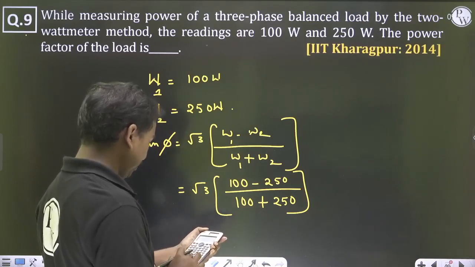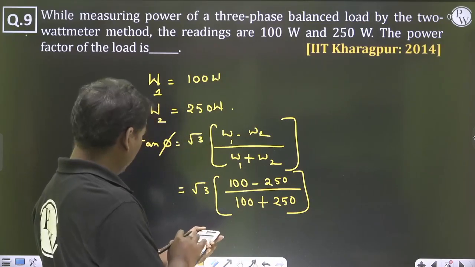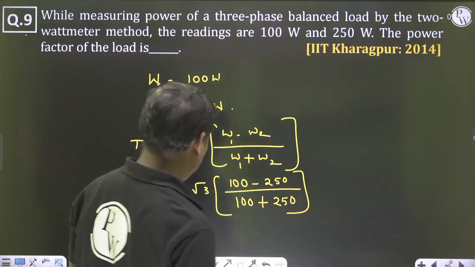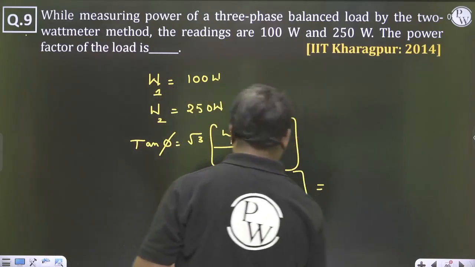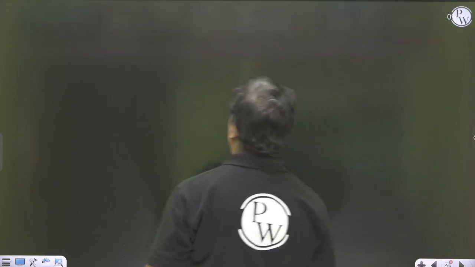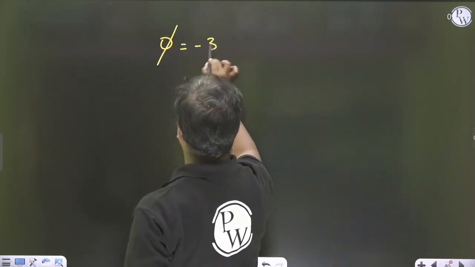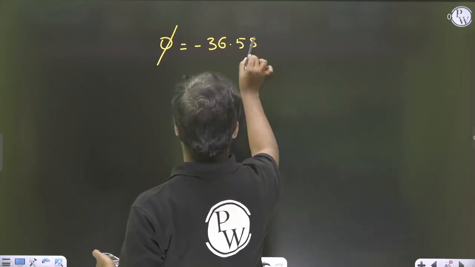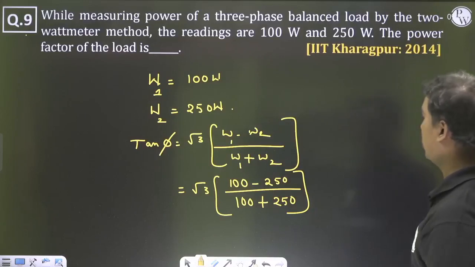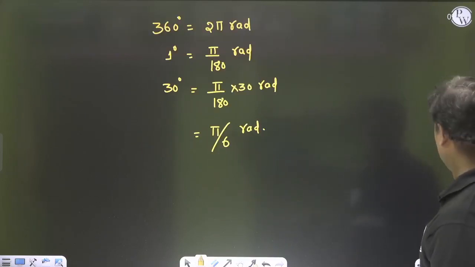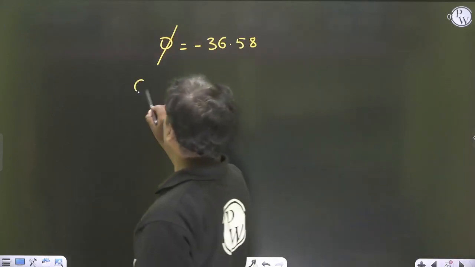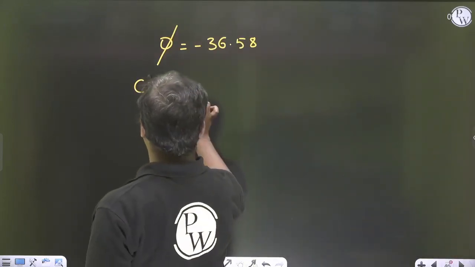Using the calculator, from this I am getting phi equal to minus 36.58 degrees. That is the angle. The question asked is the power factor, and the power factor is cos phi.